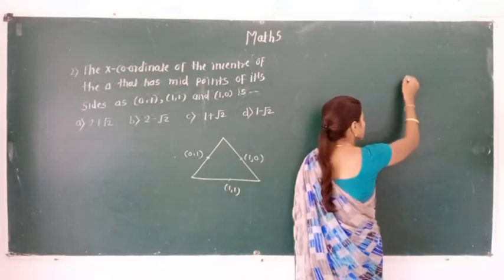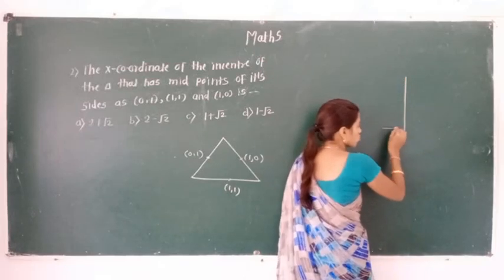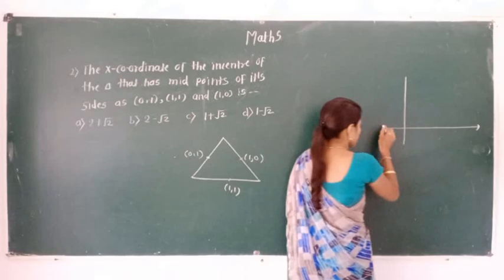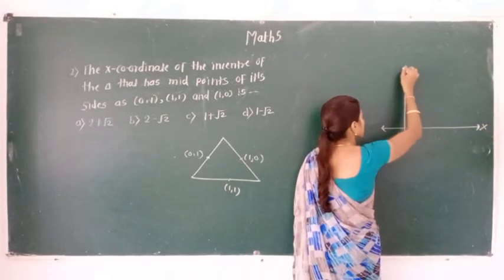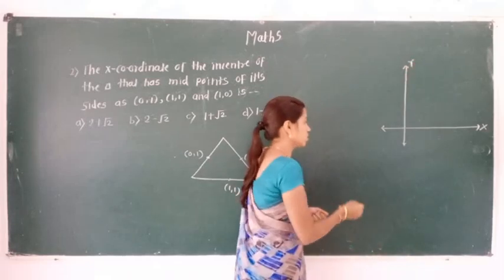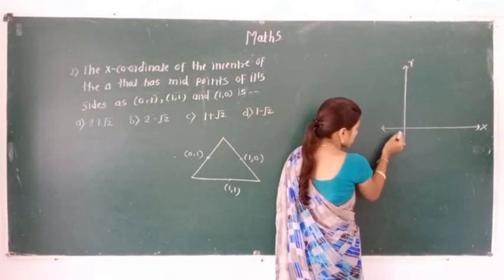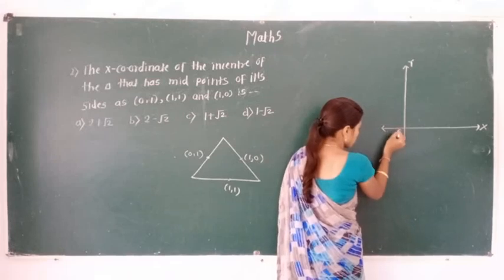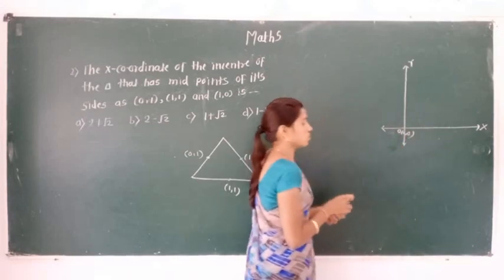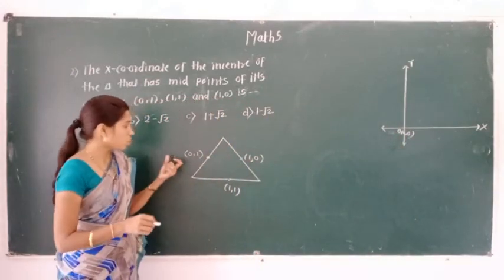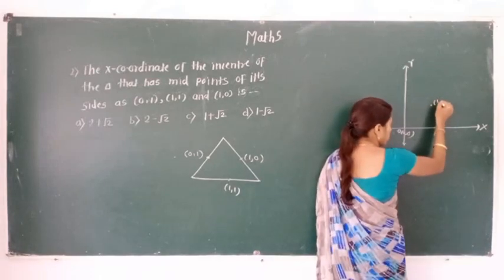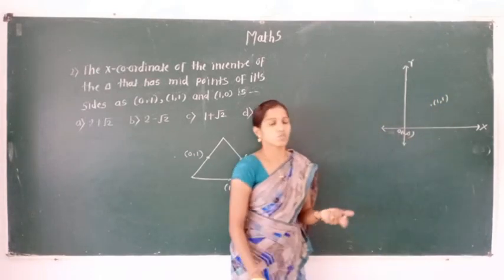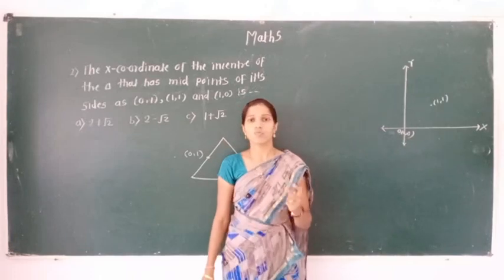In two-dimensional geometry, say this is the x-axis, this is the y-axis. Here we take the point O, the origin, and the coordinate of the origin is always (0, 0). So first of all, we plot the point (1, 1). Both coordinates are positive, so this point lies in the first quadrant.